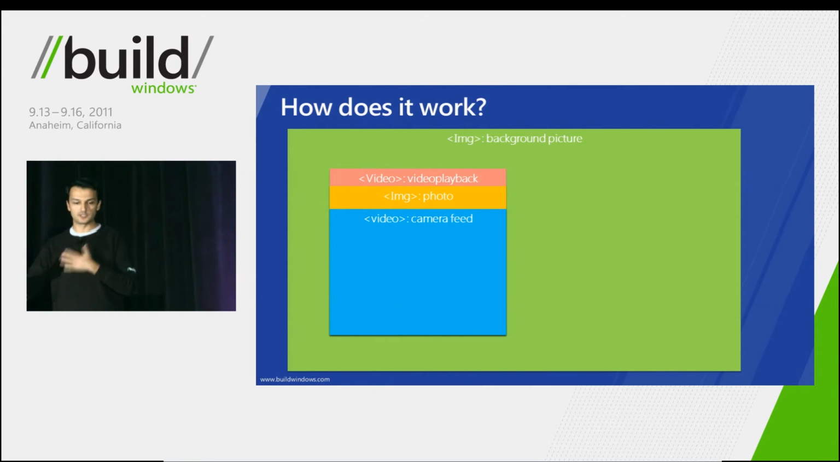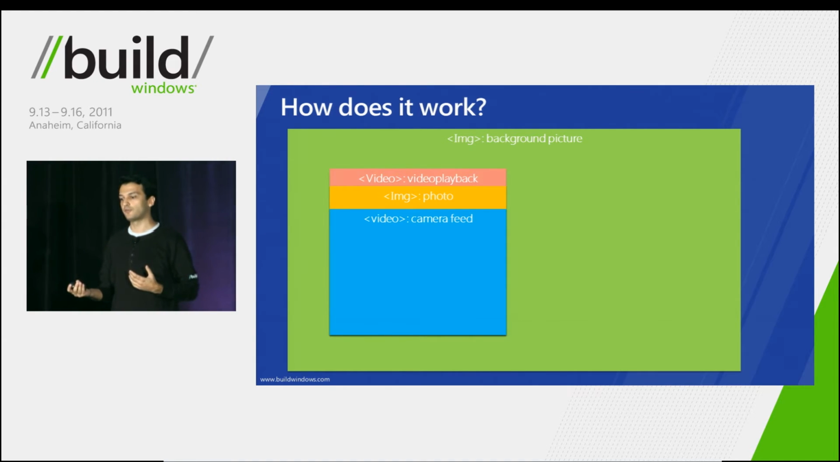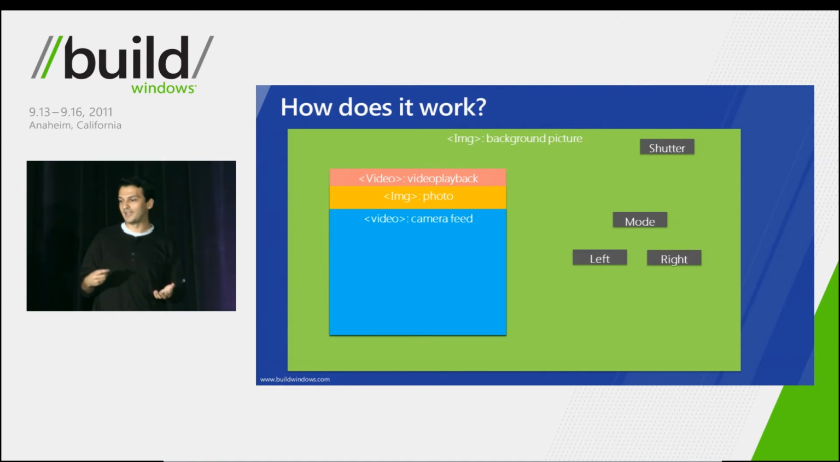And once I switch modes to review the pictures and the videos that I've taken so far, I bring the image tag to the front or the video tag to the front so that the user can see the recorded pictures and the videos. And obviously, I have some buttons for left, right, and mode changes.